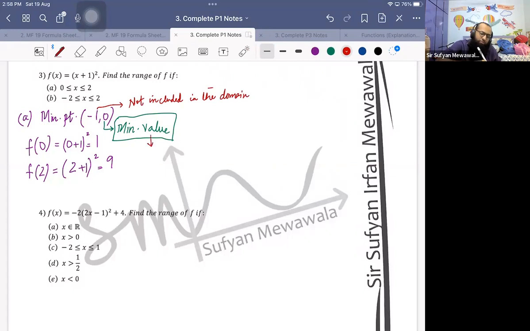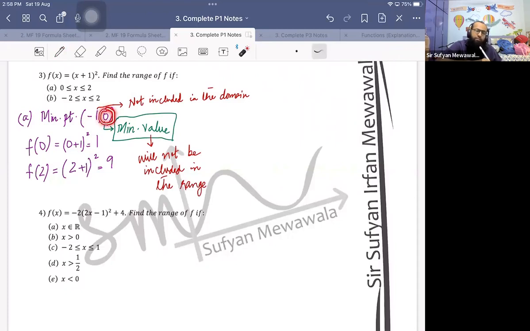So the minimum value will not be included in the range. Simple phenomena: an x coordinate not included in the domain means the y coordinate will not be included in the range. So this means that we would have considered 0 to be our minimum value while giving the range, but as of now, we are not considering it because -1 is not in the domain.